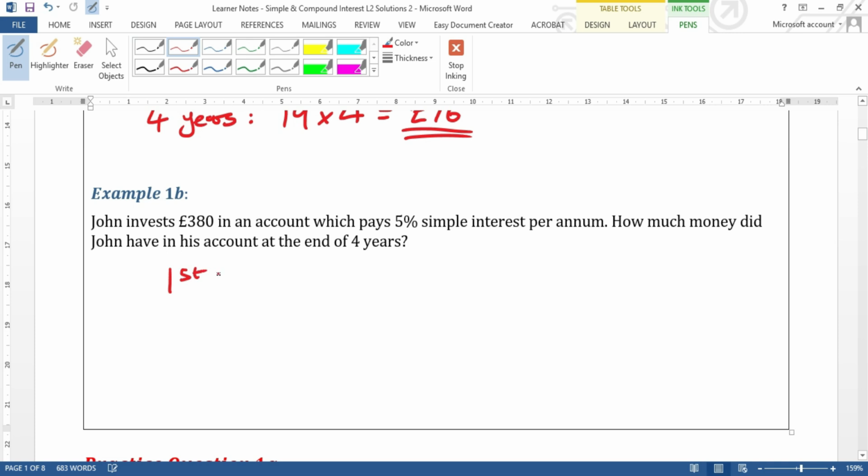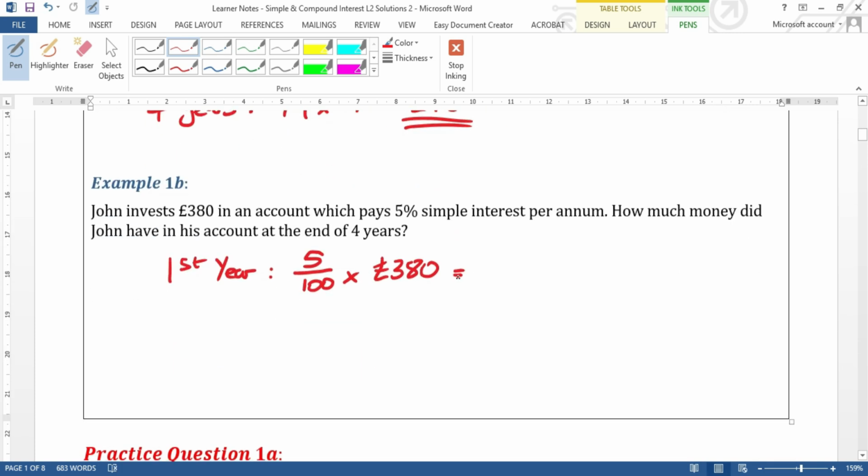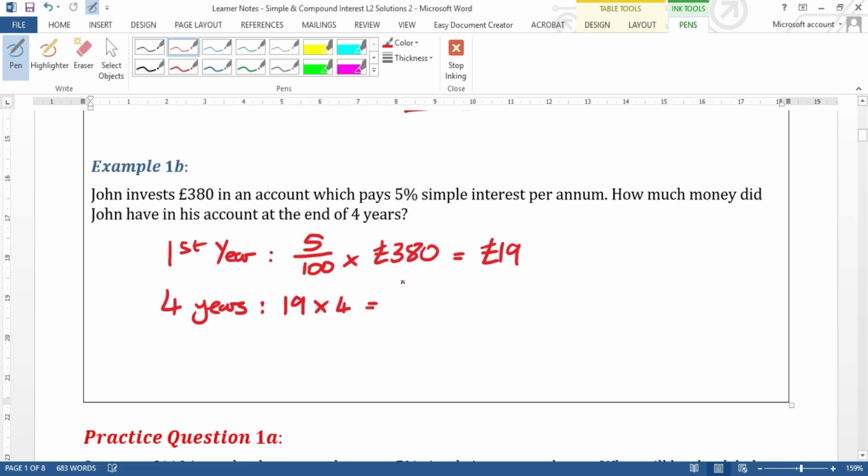So you work out the first year, 5% of £380, which of course, same as above, is £19, which we worked out. Obviously, you guys do that on the calculator if you get this in the exam. And then, same again with the 4 years. So for 4 years, that'll be 19 times by 4, which was £76.